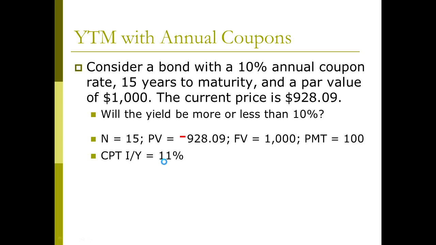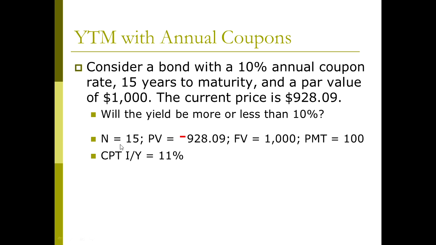The yield is going to be higher than 10%. So before you hit the calculator and do the calculation, you know the yield is going to be higher than 10%. Why? Because this is a discount bond, right? The definition of the discount bond is coupon rate lower than the discount rate. So that is why you get a compensation, which is a discount from the face value.